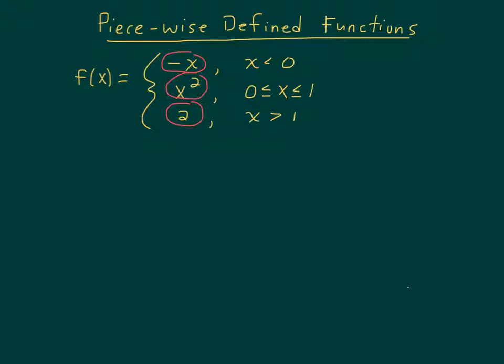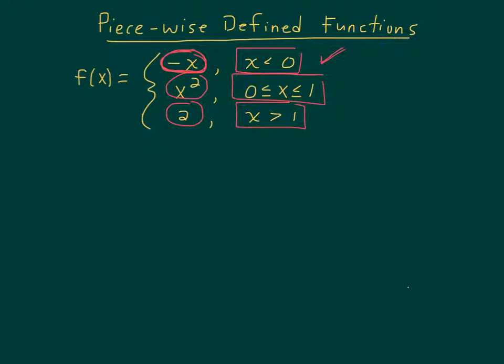So how do we know which piece to use? Well, it's all dependent upon over here, which tells us the different intervals for x. So if x is less than 0, we're going to use the piece of negative x. So if I wanted to plug in anything less than 0, such as negative 3, if I plug negative 3 into this, I'd get a positive 3. So I would use this piece for anything less than 0 for x.